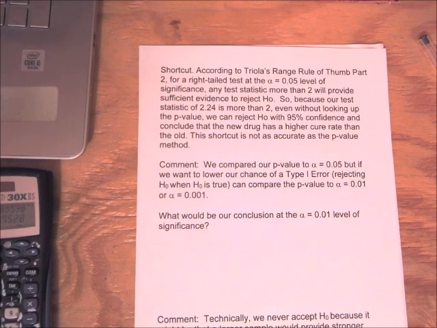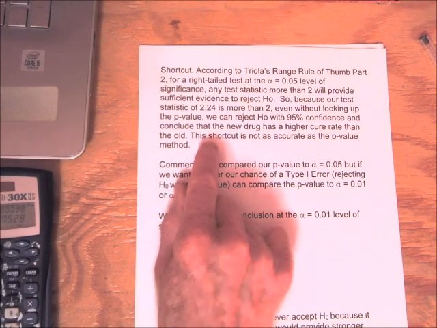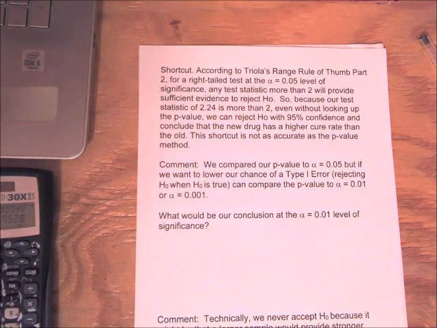This shortcut is not as accurate as the p-value method. It's just sort of a rough estimate for whether we reject h naught or not. And you can kind of use that as a check. So if you get one result using the table and a different result using the shortcut, that might be a clue to check your work. But if you check your work and it's still different, just keep in mind the shortcut is not as accurate as using the z-table.